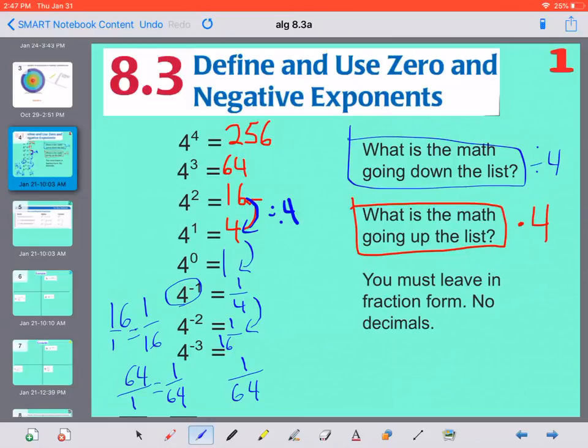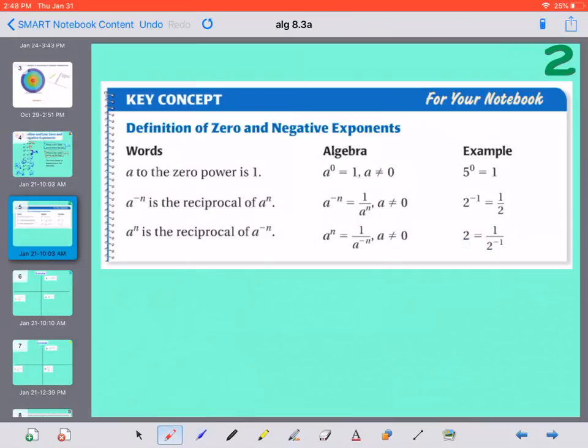So, leave these in fraction form. Do not put them in decimals, so just leave it as 1 over 4, 1 over 16, or 1 over 64. If we go on to this, the first one is just saying that anything to the 0 power is 1. So our example, 5 to the 0 power, that equals 1. If I had 6 to the 0 power, that would equal 1. If I had anything else to the 0 power, that equals 1.